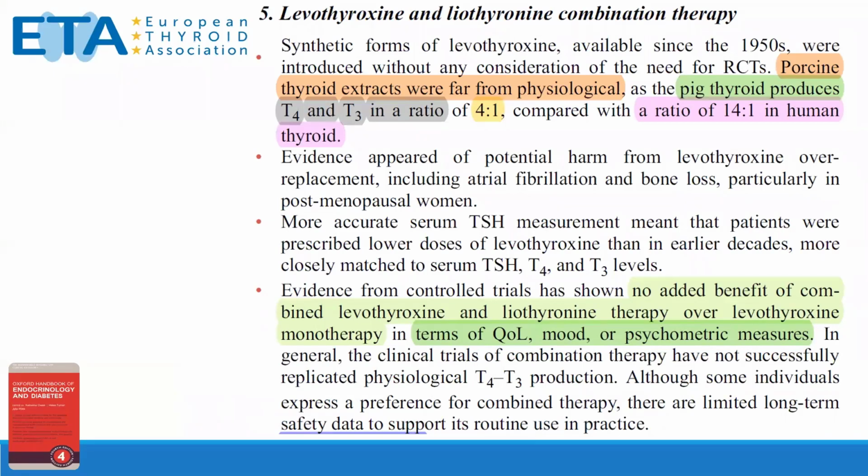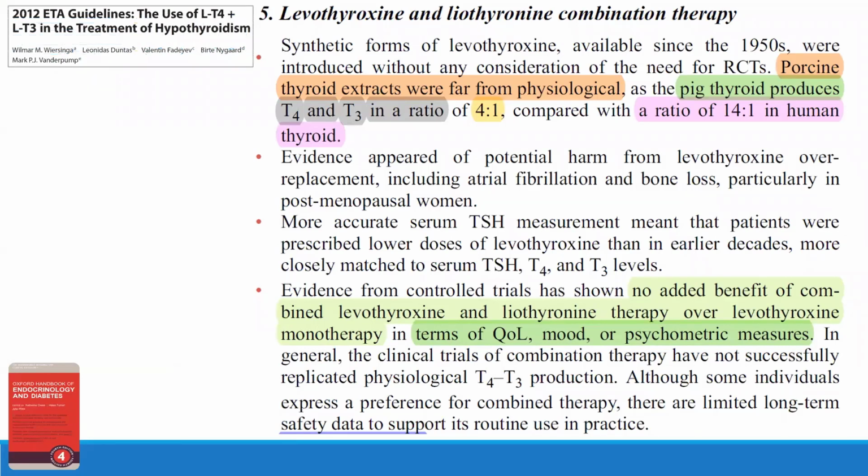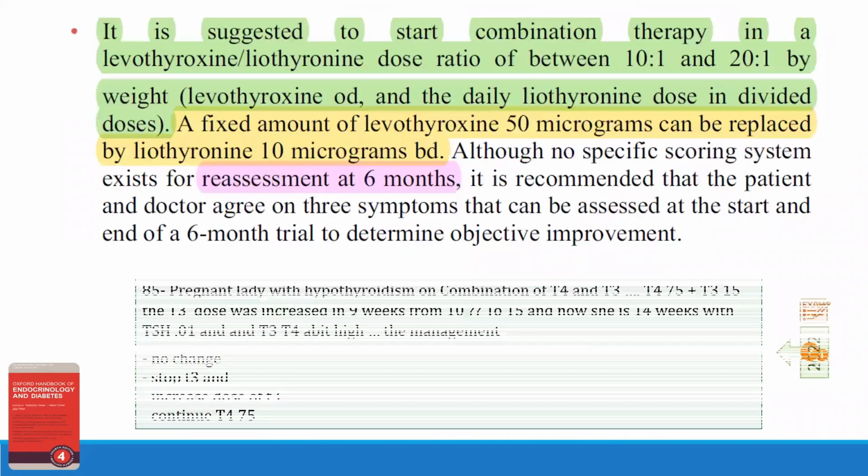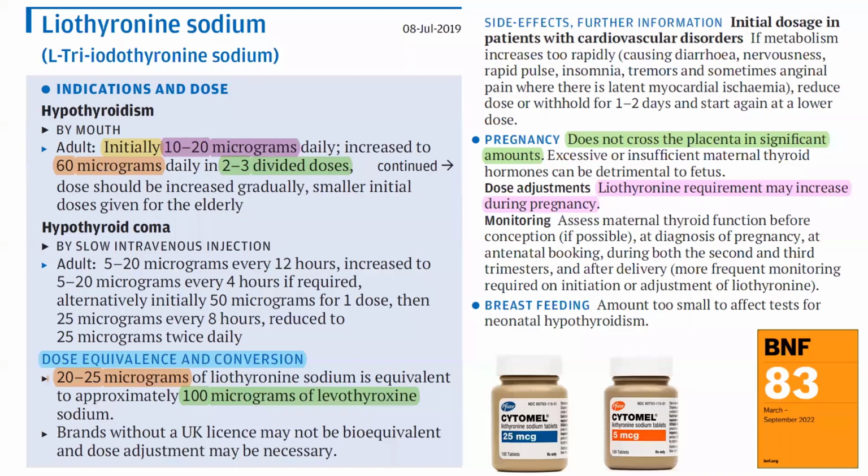And actually, I put this and the explanation for this in the second session, the thyrotoxicosis session. So this is actually from the British National Formulary, the latest edition of the BNF, and I extracted liothyronine sodium. The initial dose is 10 micrograms in the management of hypothyroidism. 10 to 20 micrograms daily should be increased to 60 micrograms in 2 to 3 divided doses.